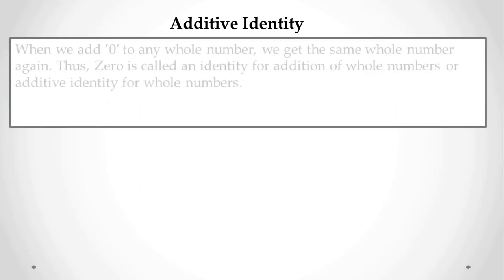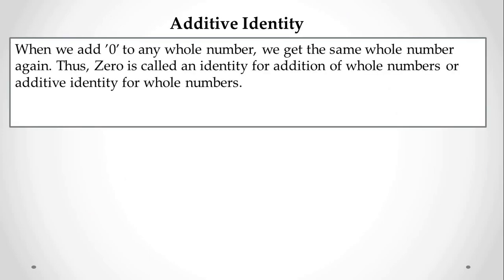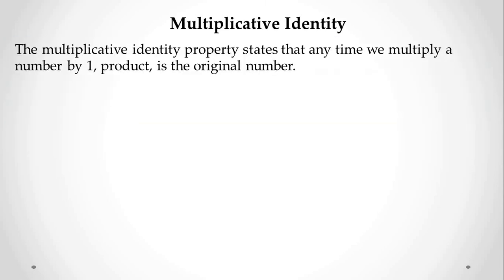Additive identity. Additive identity means if you add a particular number in the addition and you get the same number, that is what additive identity is. For example, if the whole number is 5 and you add 0, you get the same number, or if you do 0 plus 5, you get the same whole number. So that is why 0 is the additive identity of whole numbers, because we are getting the same number.